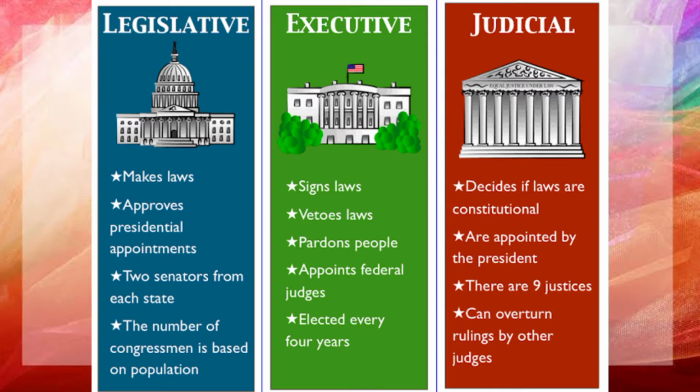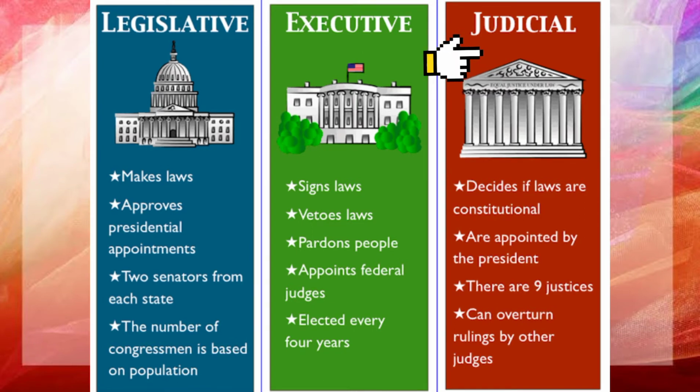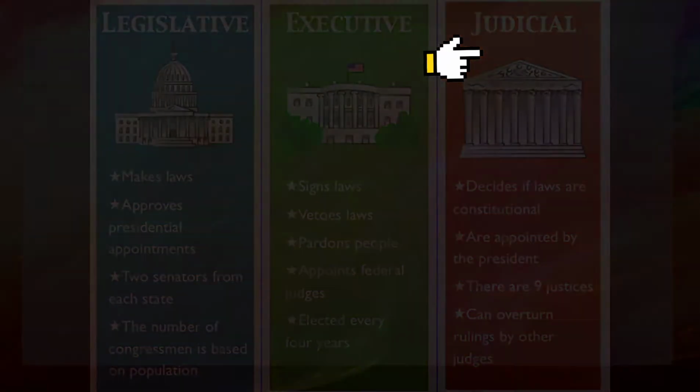Number 3. Judiciary branch of USA. The judiciary branch of the U.S. government is the system of federal courts and judges that interprets laws made by the legislative branch and enforced by the executive branch. At the top of the judicial branch are the 9 justices of the Supreme Court, the highest court in the United States.